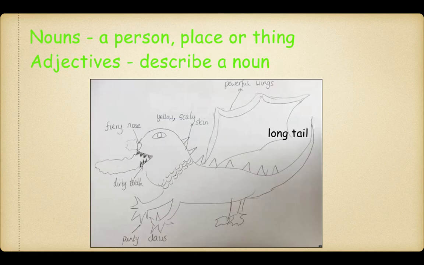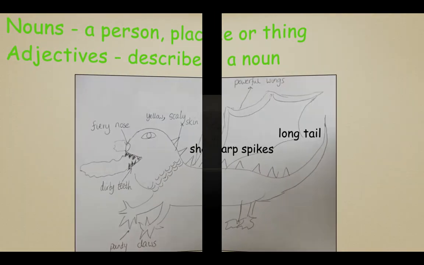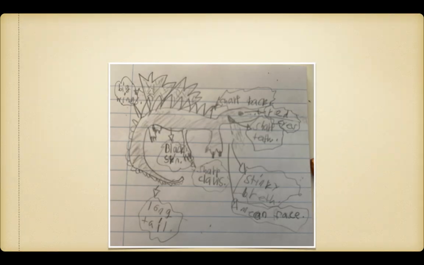So here I've got tail is the noun and long is the adjective, so long tail. And you can see that there are spikes on the dragon's back, so spikes is the noun and sharp is the adjective because it describes how pointy the spikes are. So sharp spikes. Let's move on.